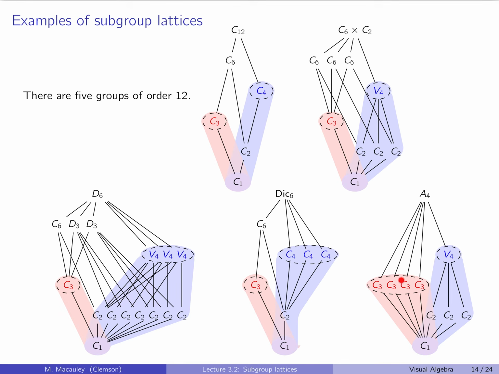Now if you collapse the C3, or maybe a better way to say it is if you pull apart this V4 and you get multiple subgroups of order 4, well, you get the subgroup lattice of the dicyclic group. And again, this pulling apart of subgroup lattices is not a formal thing. It's just, to me, I look at these pictures and I see a lot of structural similarities.